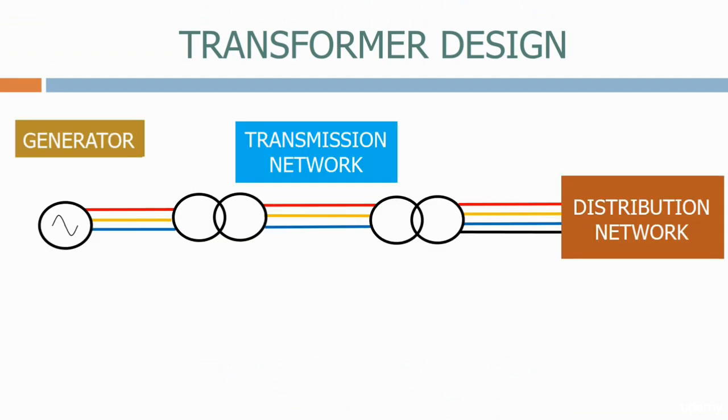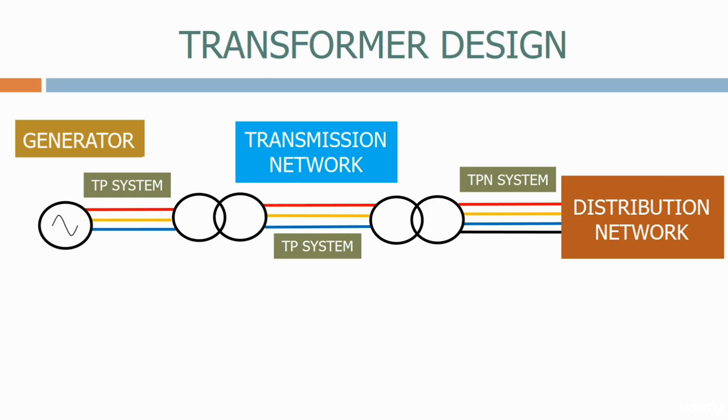Let's first identify where we have TP and where we have TPN systems. The generator is a TP system. The transmission network is also a TP system, and the distribution network is a TPN system. Therefore, for the transformer connecting the generator to the transmission network, we need delta windings on both the primary and the secondary. It's therefore a DD0 transformer with no phase shift.